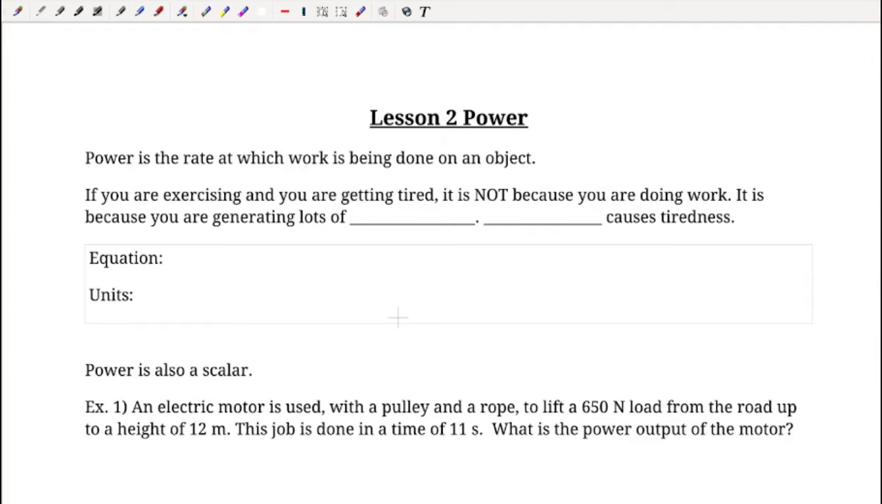So to kick off this lesson, we're actually going to stop and watch a short video clip on work and power. It should be a summary of what you learned in your lesson on work and also a preview of what we're going to hit in today's lesson.